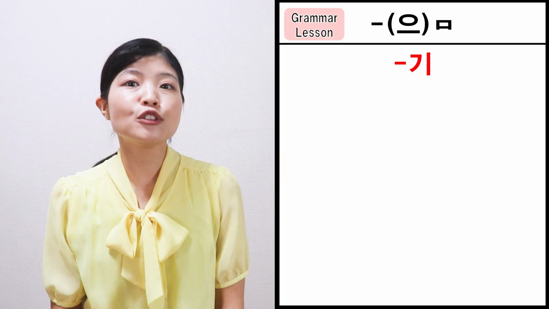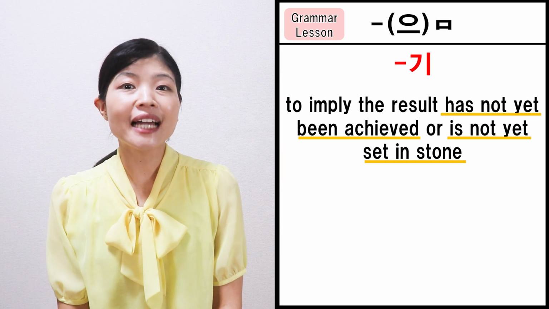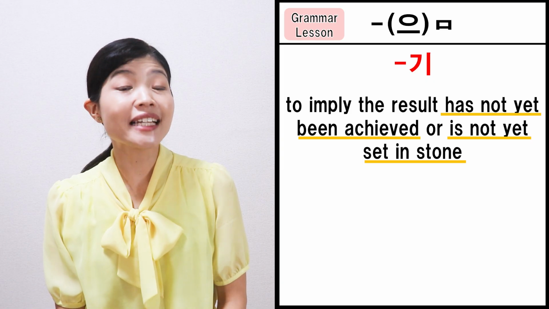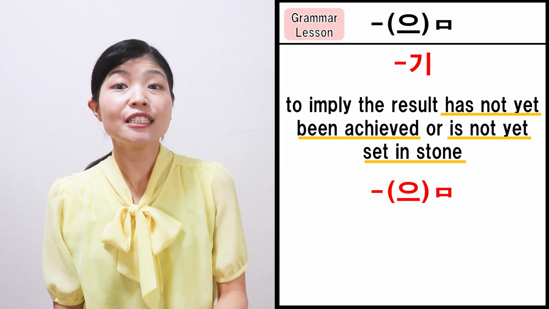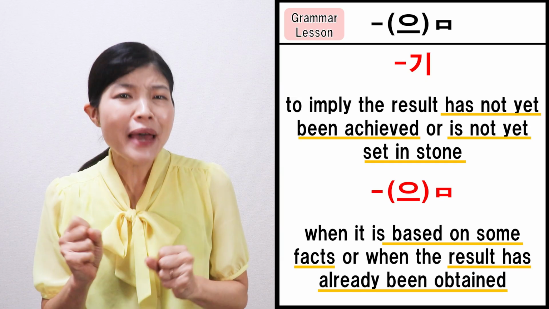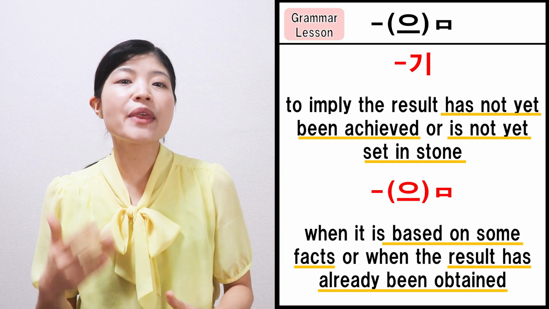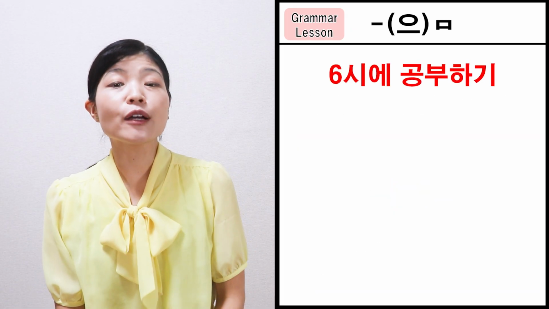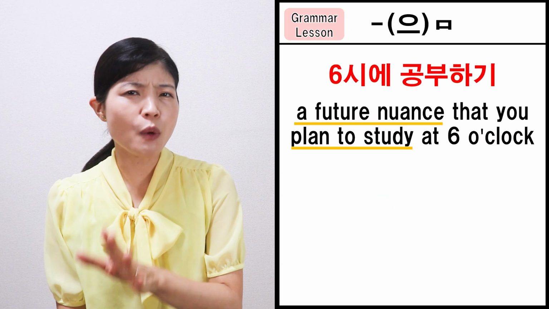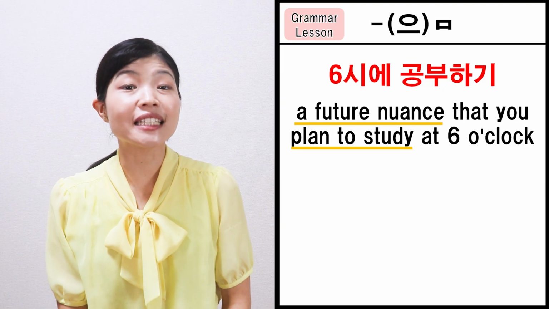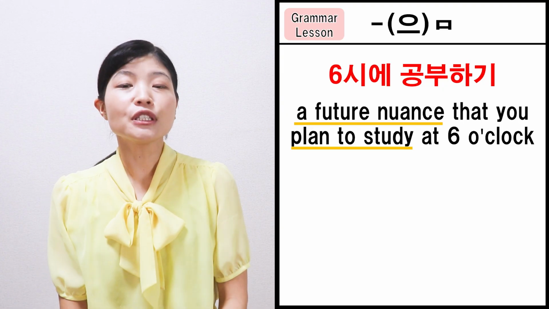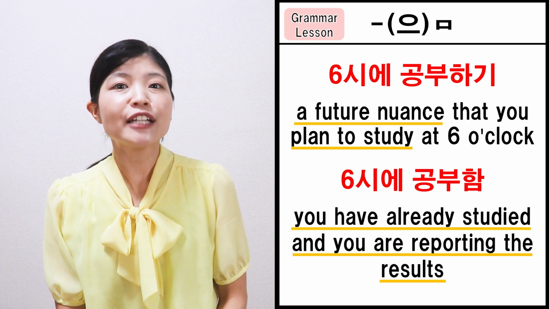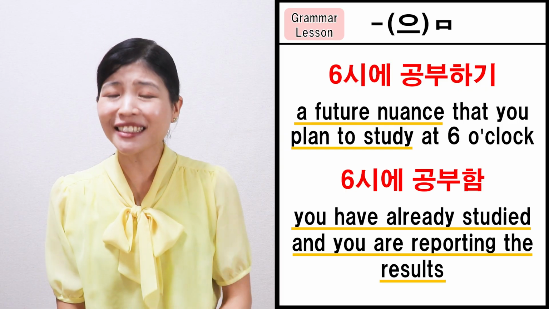When you use 기 to nominalize something, it implies the result has not yet been achieved or is not yet set in stone. On the other hand, 미음 is used when it is based on some facts or when the result has already been obtained. So if you say 6시에 공부하기, that is a future nuance that you plan to study at 6 o'clock. In contrast, if you say 6시에 공부함, it sounds like you have already studied and you are reporting the results. Did you understand the difference?